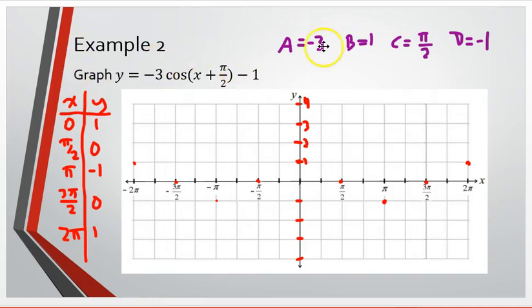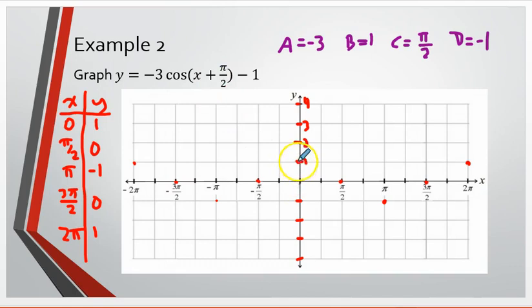And here I've identified that a is -3, b is 1, because I don't see a number being multiplied by x, so I don't have any stretching or shrinking in the horizontal direction. But there is a c value of pi over 2, so this is going to go left pi over 2. And the d value is -1, so I'm going to shift everything down 1. So the trickiest thing is don't forget that this one's backwards from what you expect.